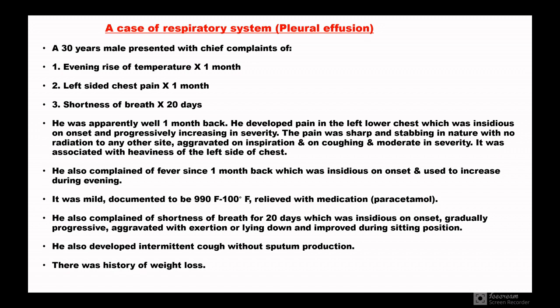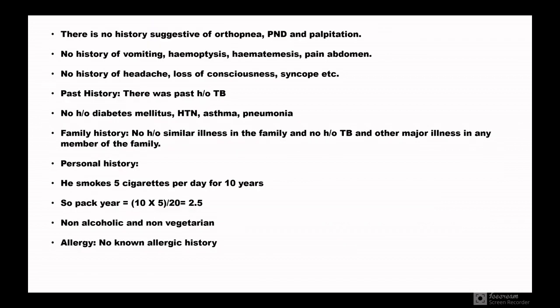He also developed intermittent cough with sputum production. There is history of weight loss, and no history suggestive of orthopnea, PND, and palpitation. You know PND is paroxysmal nocturnal dyspnea. Now, no history of vomiting, hemoptysis, pain abdomen, no history of headache, loss of consciousness, syncope, etc. Past history: there is history of TB. Now you got the picture. So this past history of TB means there is infection for you. Now, no history of diabetes mellitus, hypertension, asthma, pneumonia.